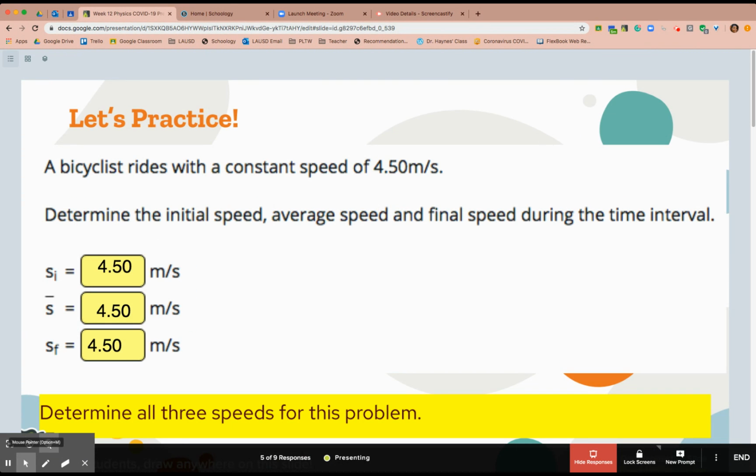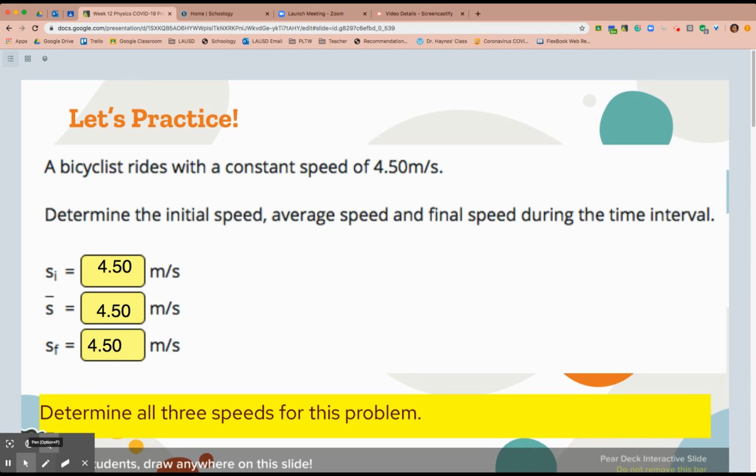Okay, so yes, all of the answers are 4.50. And that's because they told you right here that there's a constant speed. So that means the initial, the final, and the average speed are all going to be the same because it was a constant speed of 4.5 meters per second.